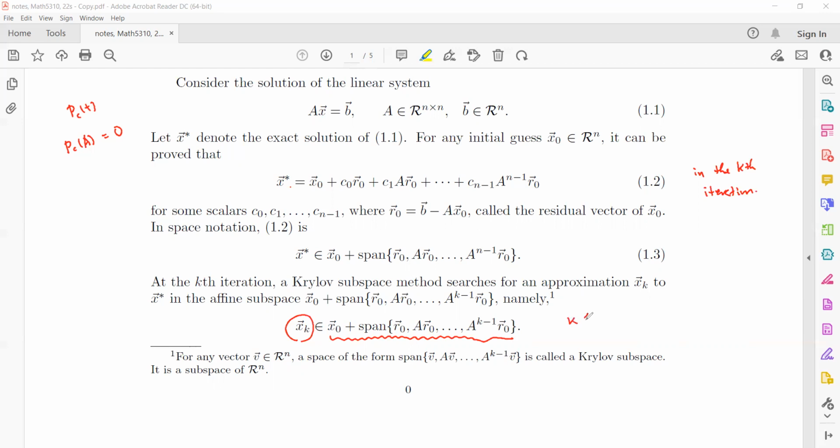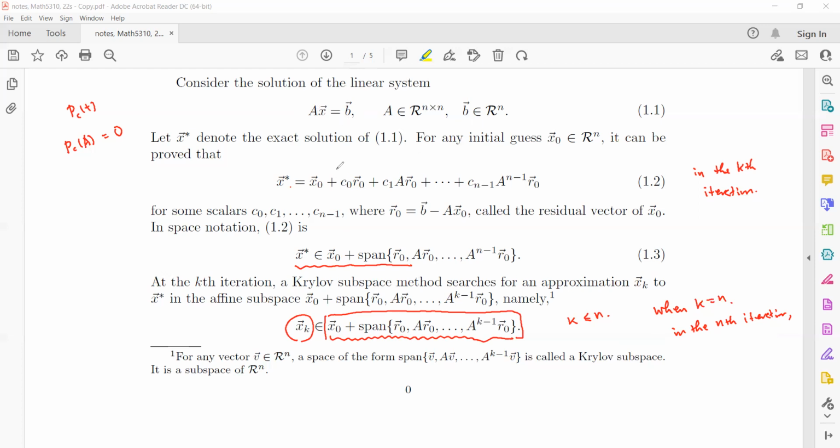Now k is less than or equal to n. So in the kth iteration of a Krylov subspace method, the method looks for some approximation from this affine subspace where k is less than or equal to n. Because of this property, when k is equal to n, in other words, in the nth iteration, the exact solution is in this affine subspace. So in the nth iteration, a Krylov subspace method is guaranteed to obtain the exact solution of the linear system.